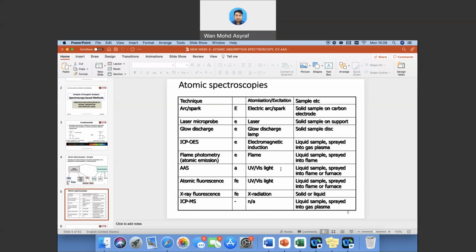the sample is usually a liquid sample, which is sprayed into the flame or furnace. Before this I explained that all of these instruments have a schematic diagram, so you should be able to imagine that by this table, in AAS there must be a flame and there must be a furnace, to get an idea of it. For this table, you might read it.